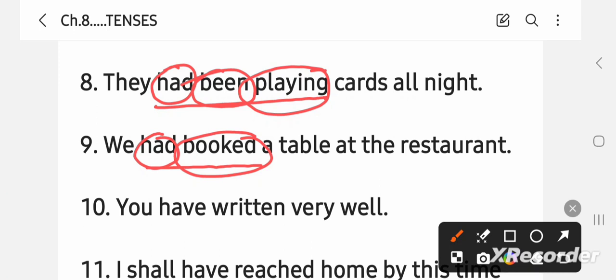Coming on to the 10th sentence, you have written very well. The verb is have written. What is the tense? Present perfect. Have is for present, written is for perfect, means the action has already been done and completed. Have written. The tense is present perfect tense.